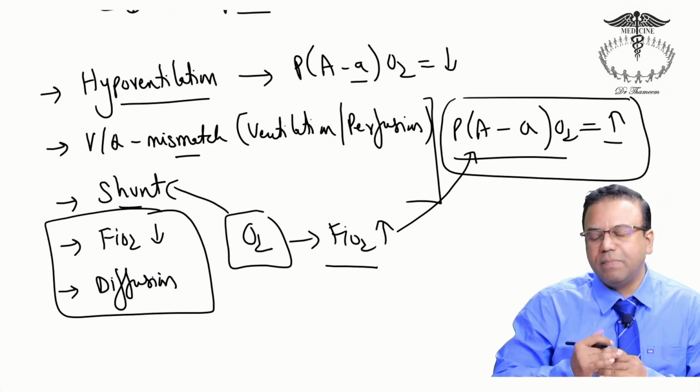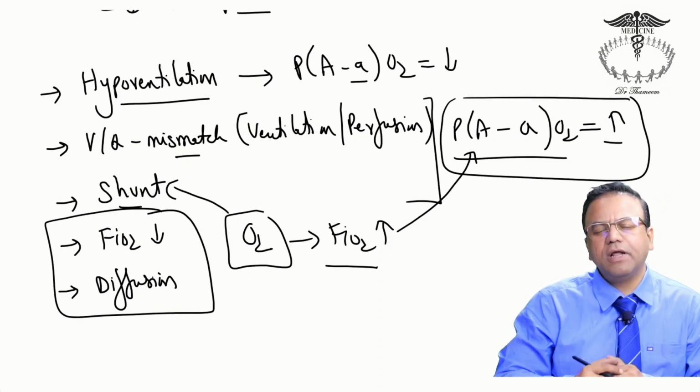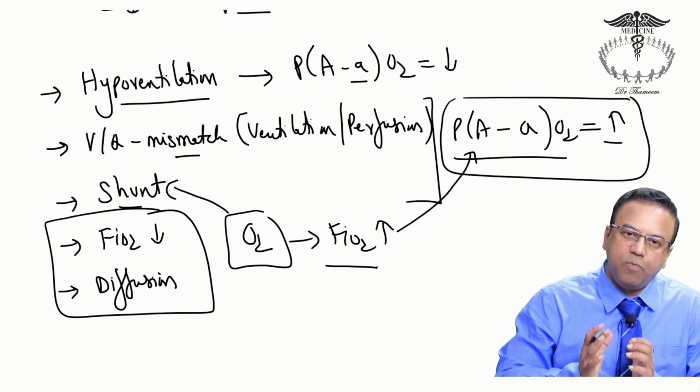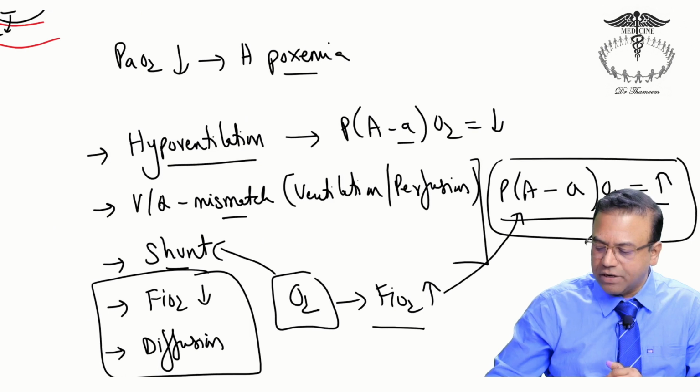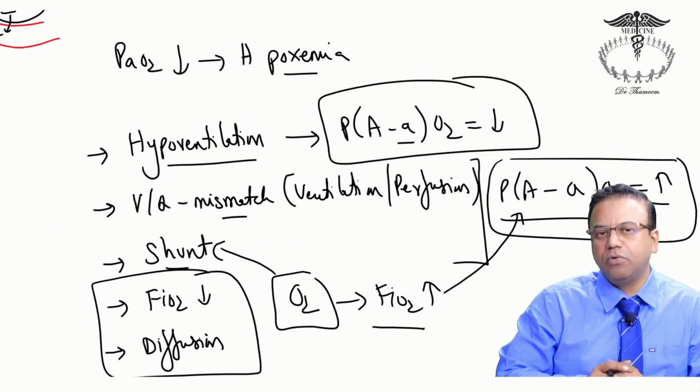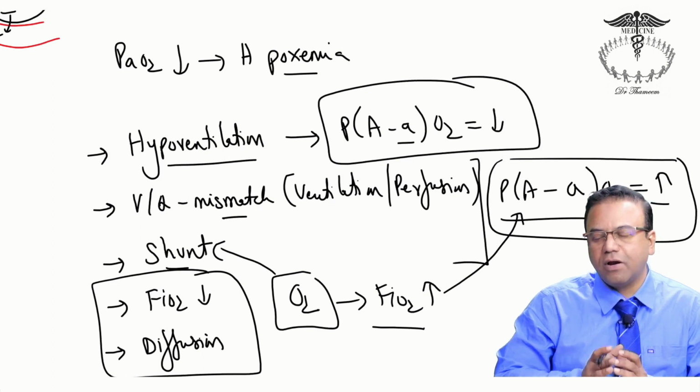Although this is a very basic example of a shunt, we'll go into more detail of how shunt phenomena occur and what concepts are connected with it. I hope you understand that the alveolar arterial oxygen gradient has a lot of significance for us. When you see somebody having a low PaO2, your first job is to calculate the alveolar arterial oxygen gradient.